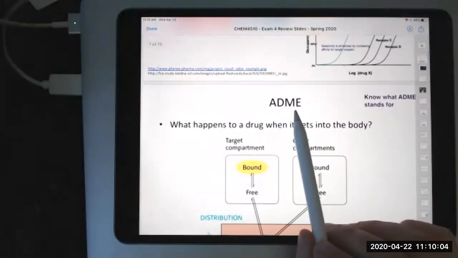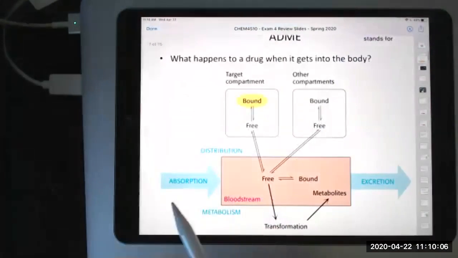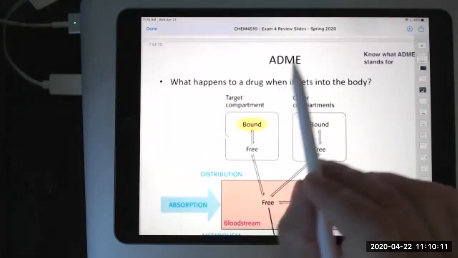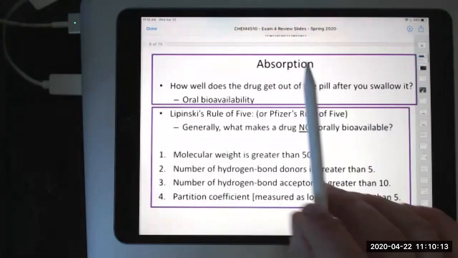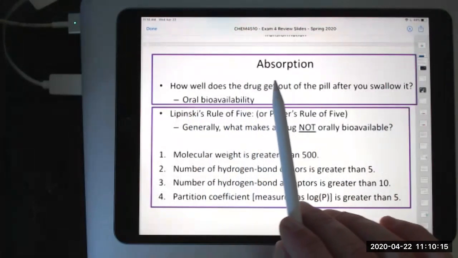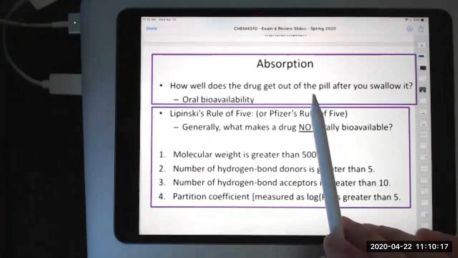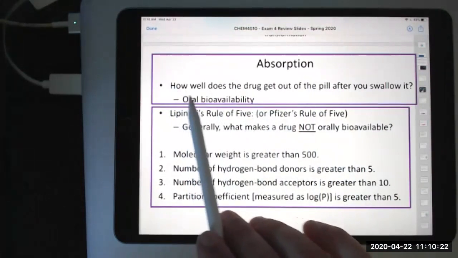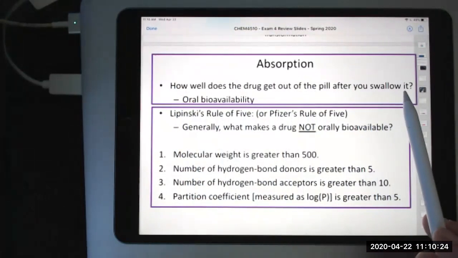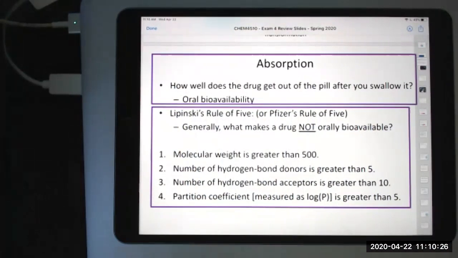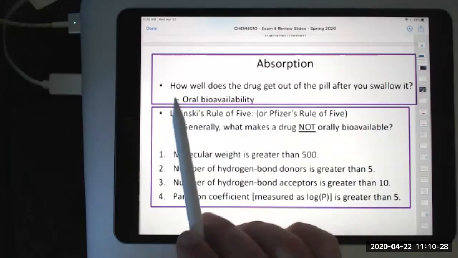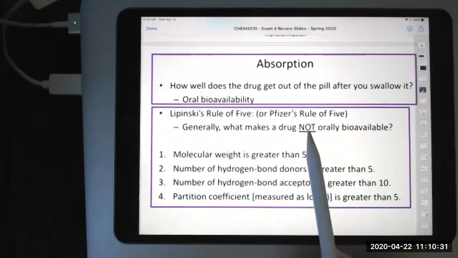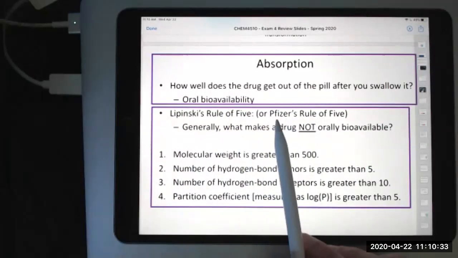So know what ADME stands for, right? It's absorption, distribution, metabolism, excretion. Okay, so you have to know what that means. So absorption is, I should say, how well does the drug get out of the pill after you swallow it? So how well does it get into your body? This is what's sometimes called oral bioavailability, and you do need to know Lipinski's rule of 5.